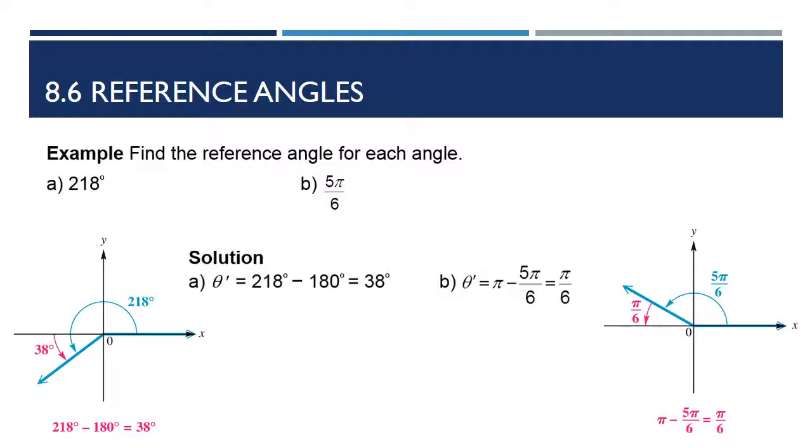Similarly for B, we need to do this in terms of radians. 5 pi over 6 doesn't quite go to pi, so I'm going to do pi minus 5 pi over 6, and that gives me the reference angle of pi over 6.